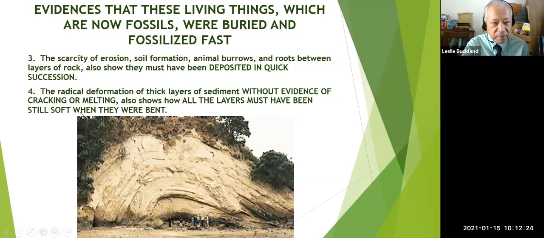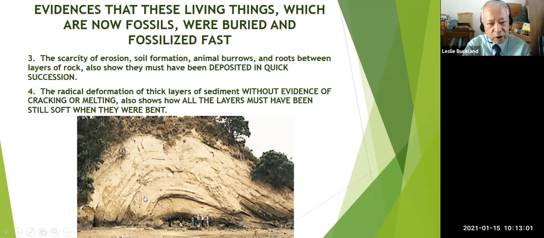What does this mean? Well, number 4 is explaining it. The radical or extreme deformation of thick layers of sediment without evidence of cracking or melting also shows how all the layers must have been still soft when they were bent. So originally this was soft. That's why it could just go over like that. It later hardened, but it was soft initially.